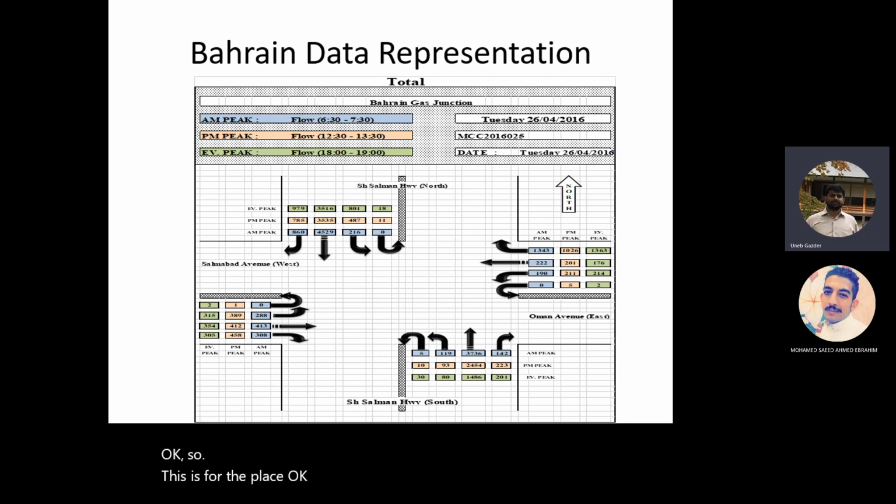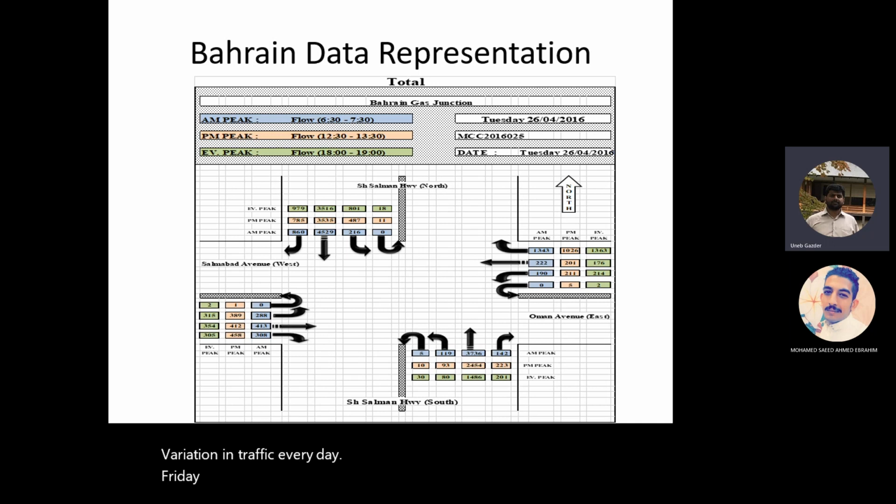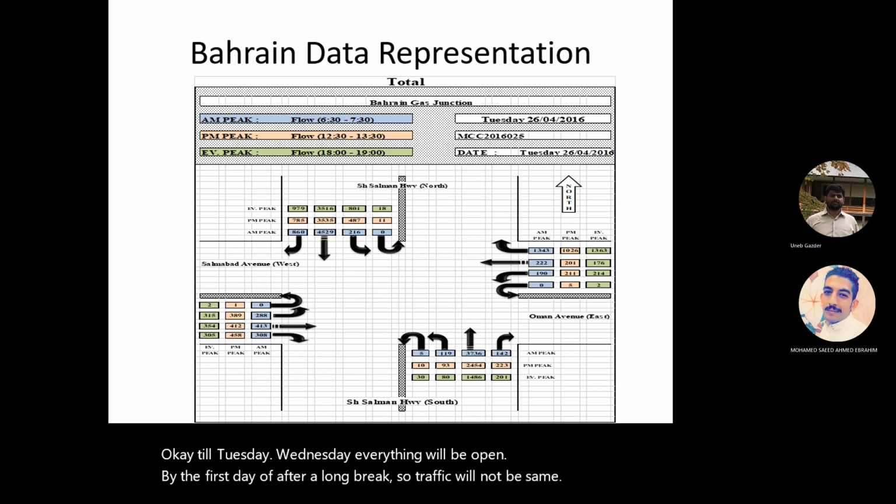Now, as I said, one more thing. In the next days you can actually see variation in traffic every day. Friday traffic will not be the same as Saturday. Saturday will not be the same as Sunday, because things will open one by one. Till Tuesday, Wednesday, everything will be open. But it's the first day after a long break, so traffic will not be the same.